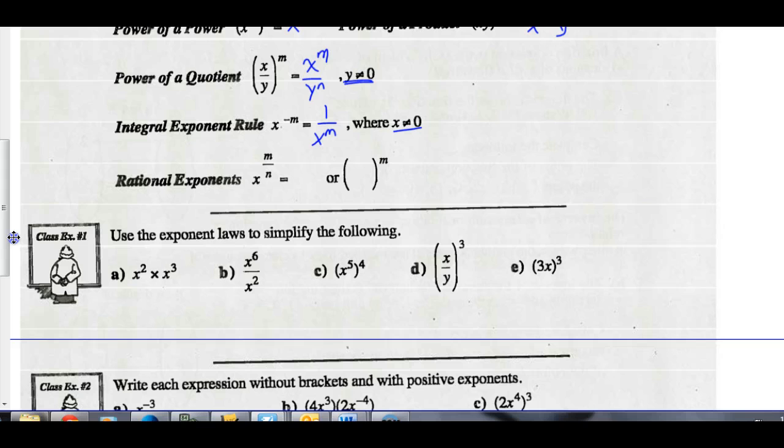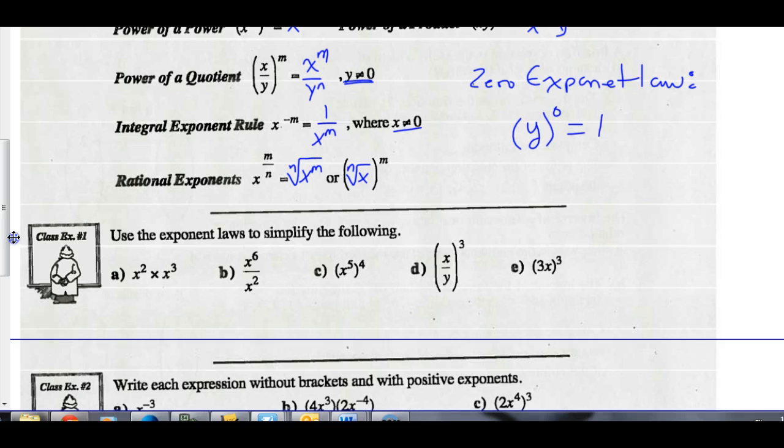Also, we've got the rational exponent law. The x to the exponent m over n means the nth root of x to the exponent m. Or sometimes you're going to see it written as the nth root of x, all to the exponent m. Both those are acceptable. All right. Let's add the zero exponent law, which states that any base to the exponent 0 is going to equal 1.